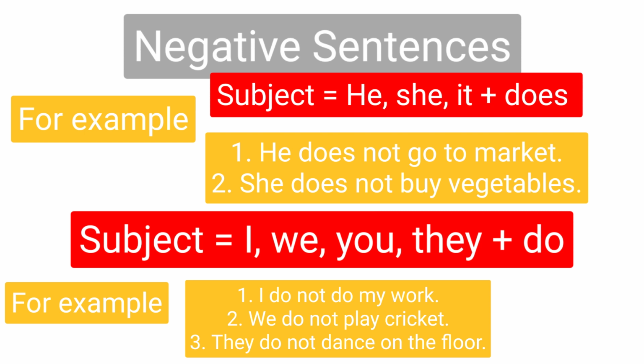If the subject is I, we, you, or they, then we have to use do with them. For example, I don't do my work. We do not play cricket. They don't dance on the floor.